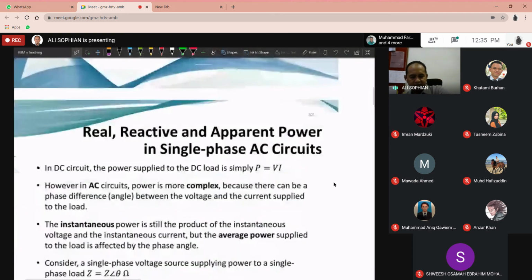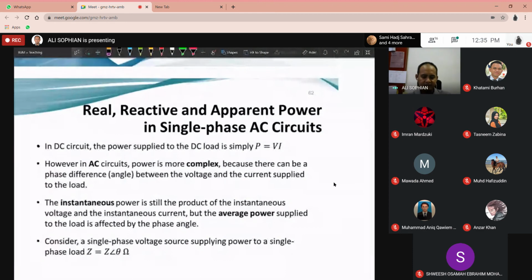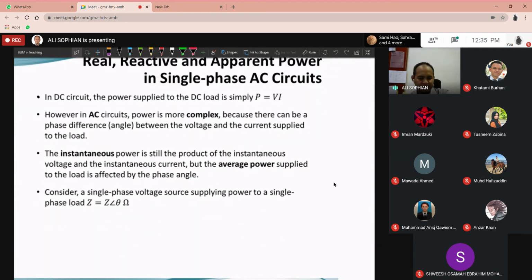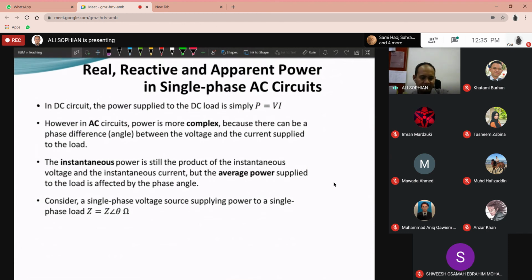Okay. So when we talk about AC circuits, the power becomes a bit more complicated. In a DC circuit, the power is simply V times I, and that's the only type of power, which is also called the true power or real power. But when we talk about AC circuits, the power gets a bit more complicated. So there are three different types of power: the real, reactive, and apparent powers. So what are they?